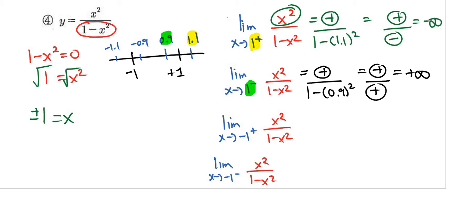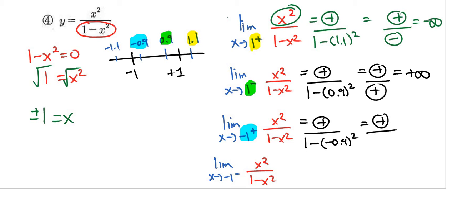Okay, now let's look at -1 from the right hand side. If I want to evaluate this limit right here, -1 from the right, I will use negative 0.9. The numerator is positive, and the denominator is 1 minus negative 0.9 all squared, so that's going to be positive as well. So this will be positive infinity for that limit.